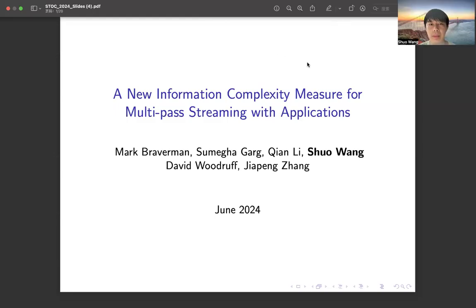Hi everyone, my name is Shuo Wang, and I'm very happy to present our paper, a new information complexity measure for multipass streaming with applications. This is based on joint work with Mark Braverman, Sumegha Garg, Chen Li, David Woodruff, and Jiapeng Zhang.